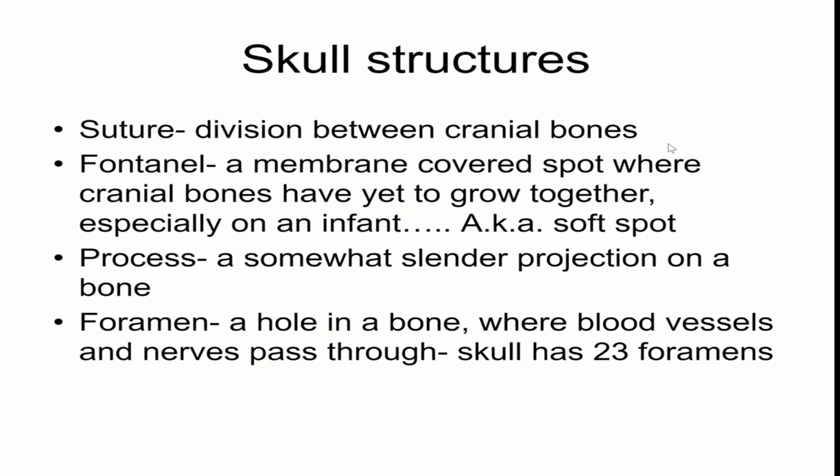So some basic skull structures you're going to need to know. A suture, which is a division between cranial bones. A fontanelle, which is a membrane-covered spot where the cranial bones have yet to grow together. This is specifically found on infants most often. It's also called a soft spot, where there is no bone covering. It's just soft tissue. The bones are eventually going to fuse together, and we're going to talk about that later.